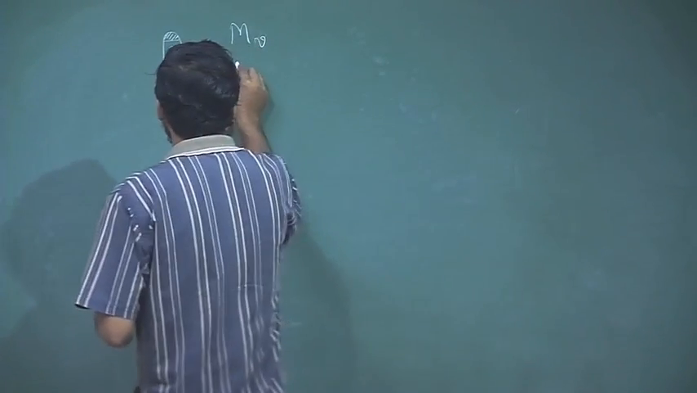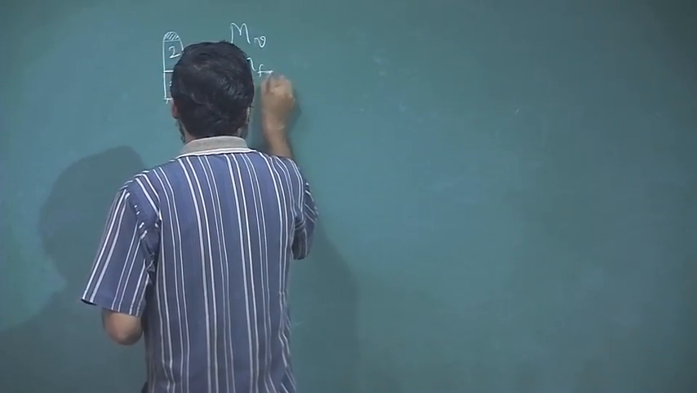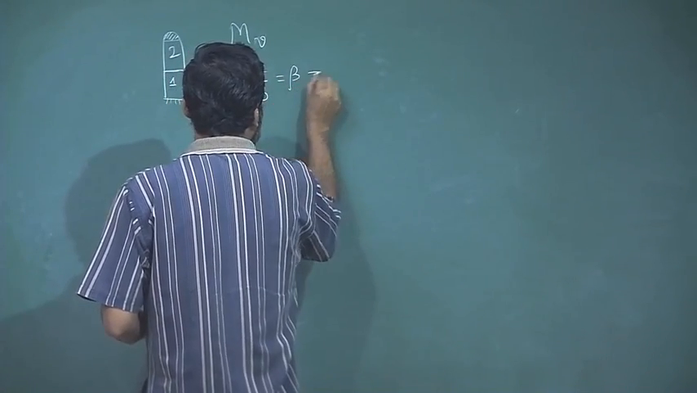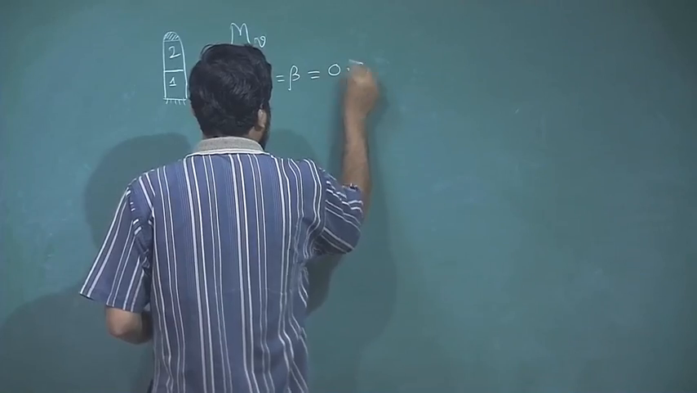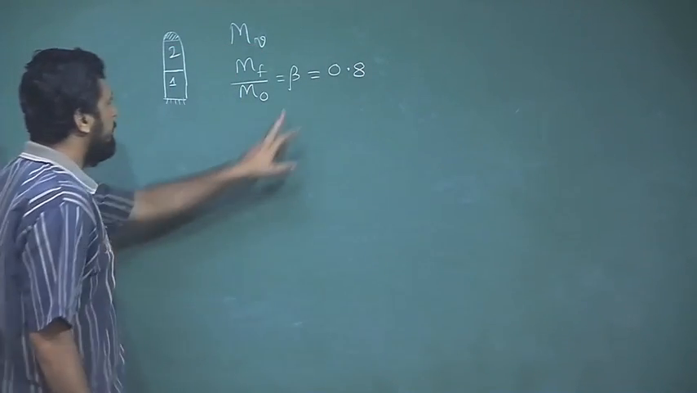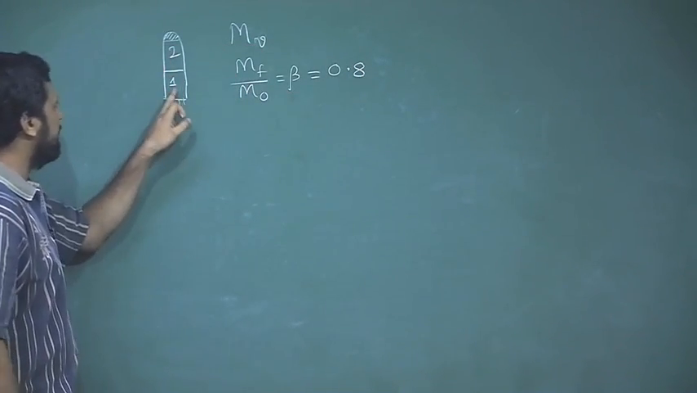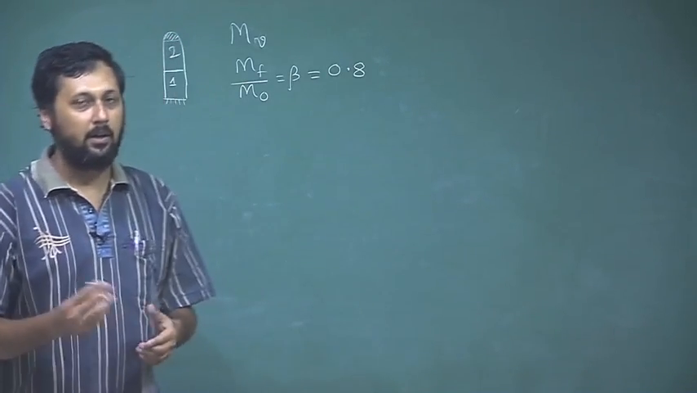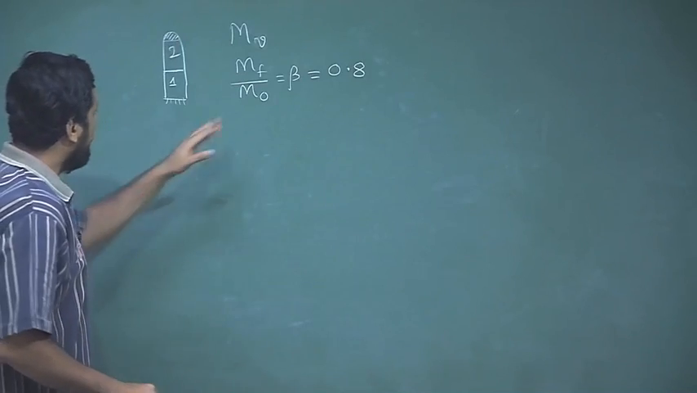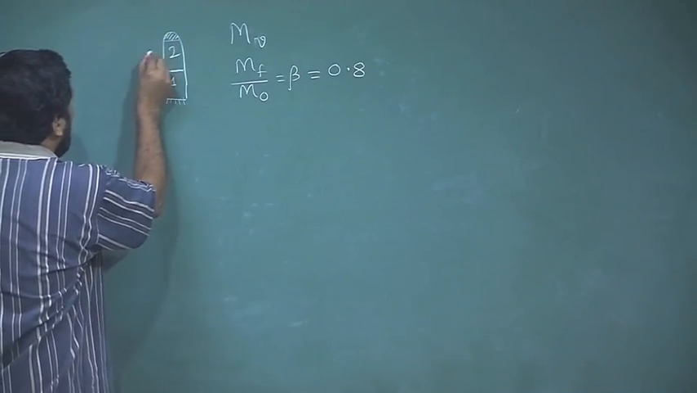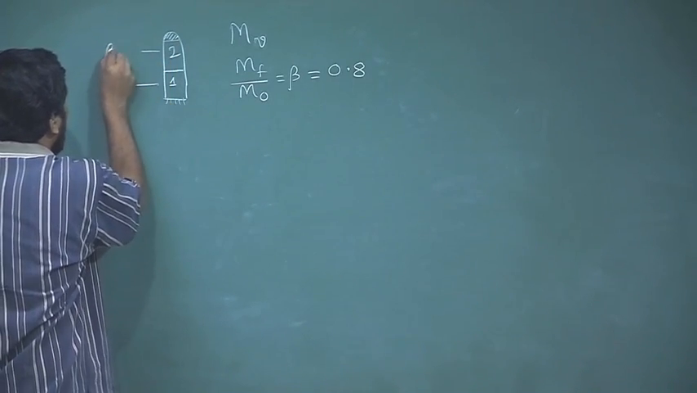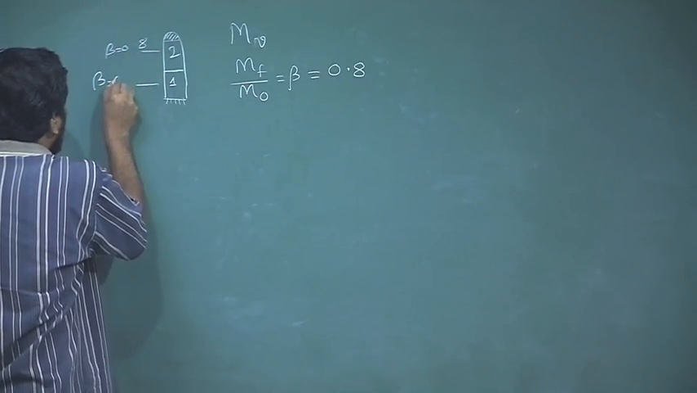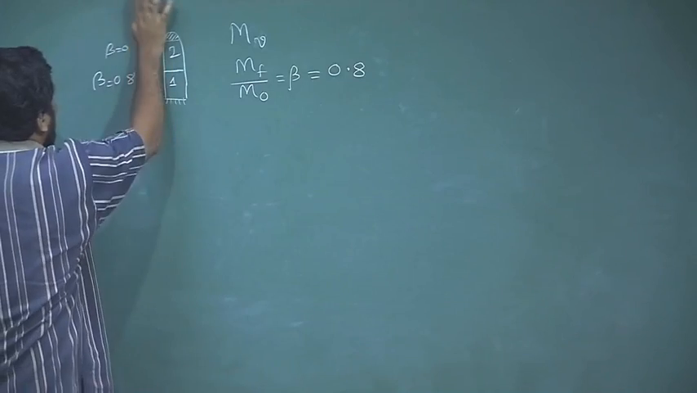So MF by M0, which is beta, is equal to 0.8. And we assume that beta remains the same for both stages. There is a slight mistake in the statement of the problem, please correct it accordingly. So it's a two-stage rocket, and both of these stages have beta equal to 0.8.